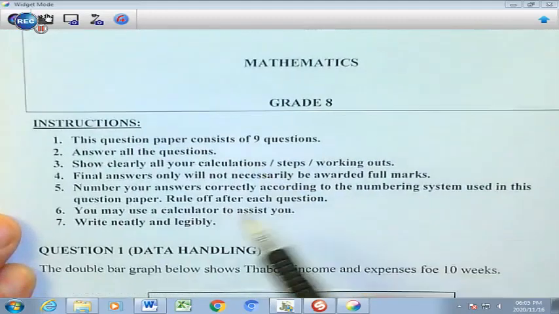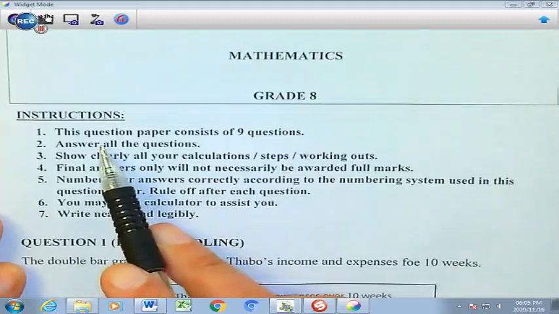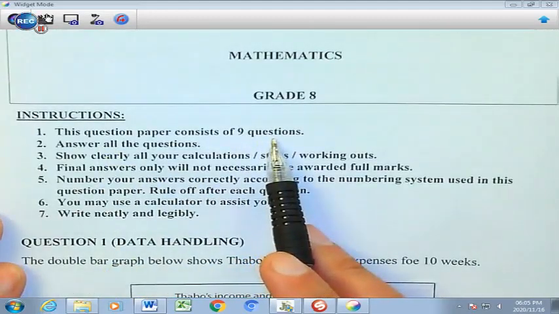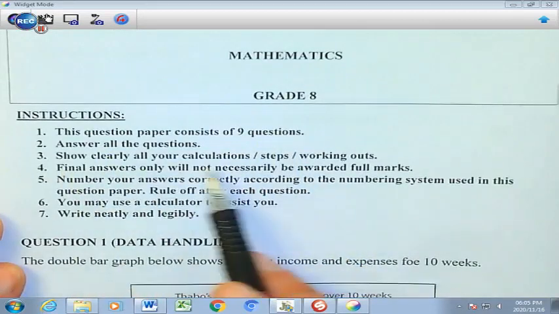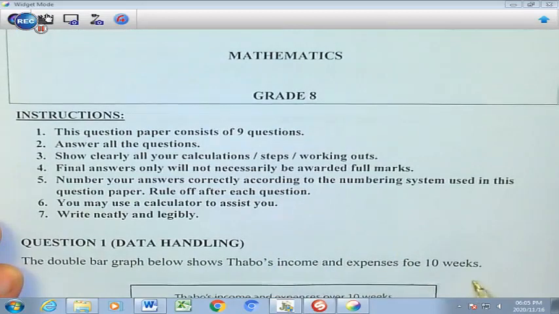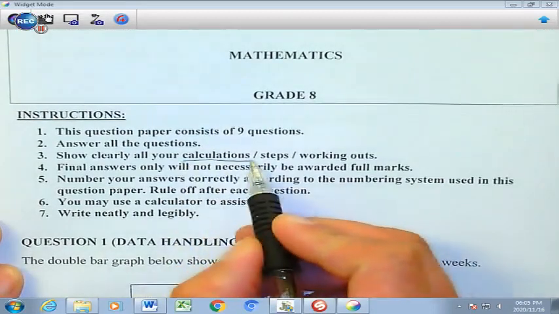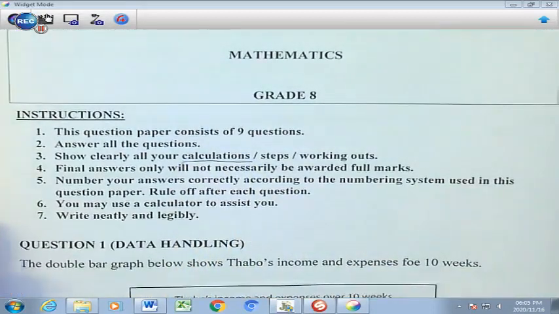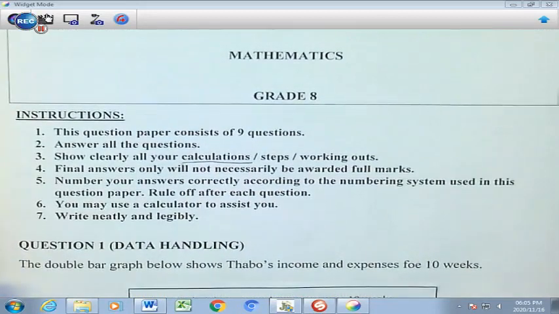So let's go through the instructions. The question paper consists of 9 questions of different topics. You will have to answer all the questions. You must show all calculations. Please, very important, all calculations must be shown. You can't just give me an answer for 5 marks or 3 marks. You need to show me strategically and step by step how you got to the answer.